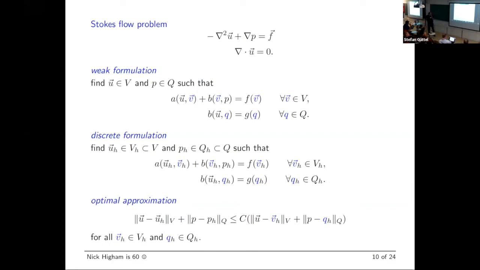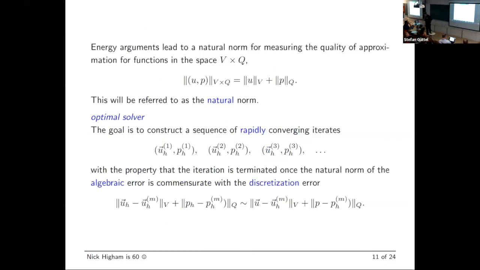So if you look at the approximation theory for this, then you end up with an optimal approximation that is up to some constant C. You have the Galerkin solution is the best approximation from the subspace up to this constant C. C is going to depend on something called the inf-sup constant.